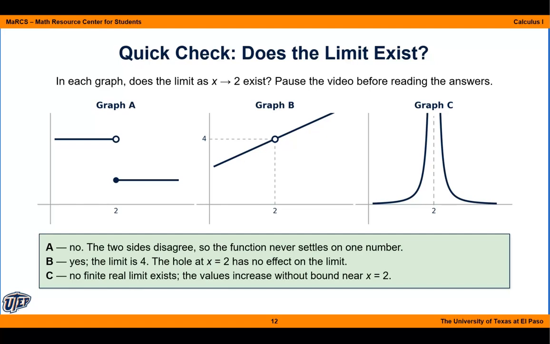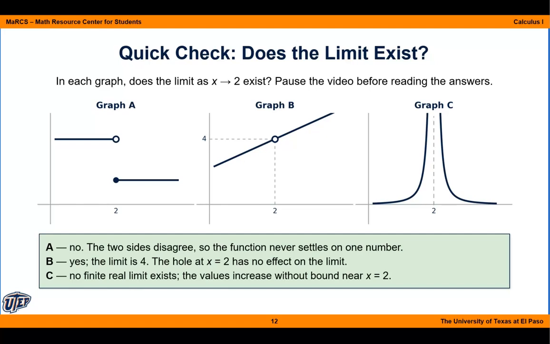Let's do a quick check. For each graph, decide whether the limit exists as x approaches 2. Pause the video before looking at the answers at the bottom of the slide. For graph A, the limit does not exist. The left side approaches the height of the open circle, while the right side approaches the height of the solid circle. Because the two sides disagree, there is no two-sided limit.